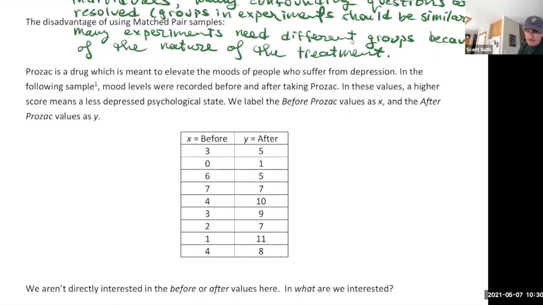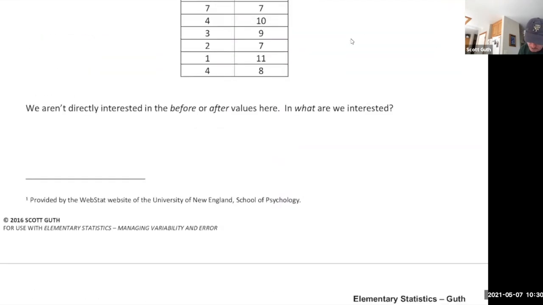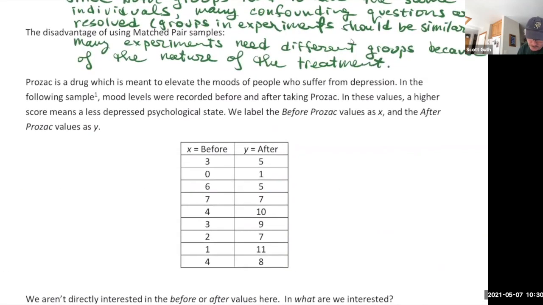So let's go ahead and look at an example here. It says Prozac is a drug which is meant to elevate the moods of people who suffer from depression. In the following sample, and looks like, did I make this up? No, I've actually got data here. Mood levels were recorded before and after taking Prozac. In these values, a higher score means less depressed. We label before Prozac values as X and after Prozac values as Y.